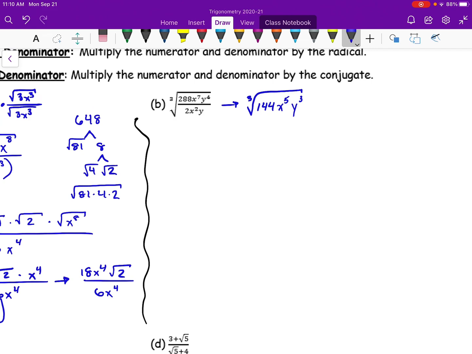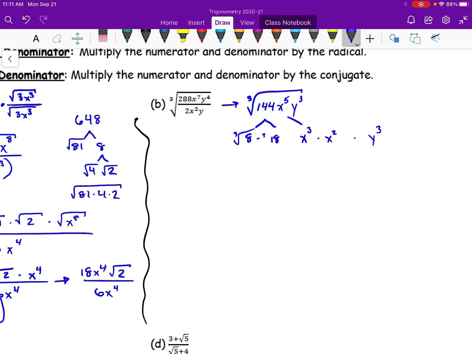Now I've got to break these up. 144. We're looking for perfect cubes. So let me see. 2 cubed is 8. Let's try 8. 144 divided by 8 is 18. There are no more perfect cubes that go into 18. Then I have x5, so I need to make this divisible by 3. Let me put x cubed in front here, so what's left is x squared. And then y cubed is fine.